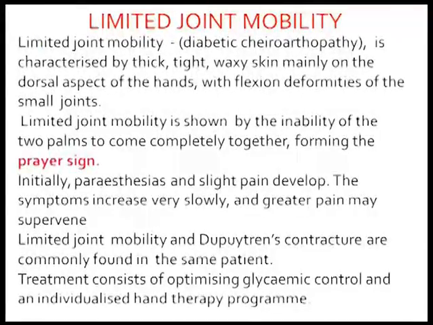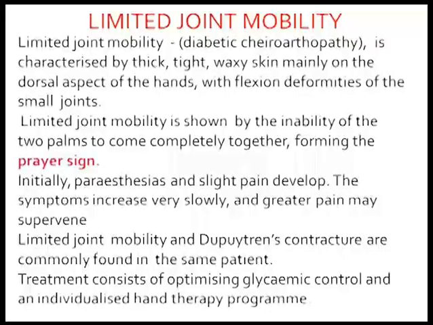This is one of the things we have heard about in the multiple choice questions, the prayer sign. Basically it's limited joint mobility, also known as diabetic arthropathy, which is characterized by thick, tight, waxy skin. The skin is very tight, waxy, shining, mainly on the dorsal aspect of the hands, and there are flexion deformities of the small joints of the hands. So when the person puts both palms together, you cannot oppose both palms. I'll show you a photograph, and as though the person is praying, it is known as prayer sign.